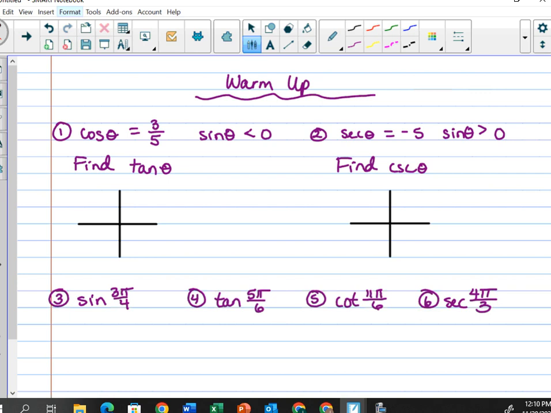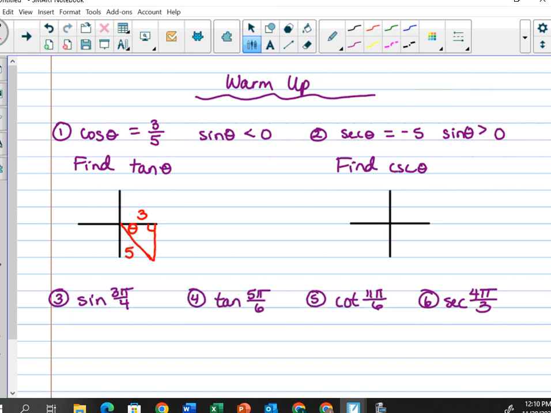So guys, where is cosine positive and sine negative? Which quadrant does that happen in? Yes, you are correct. So remember, when you draw the triangle, the right angle is always on the x-axis, and the theta is right there by the origin. Okay, cosine is 3/5. That means adjacent is 3, hypotenuse is 5.